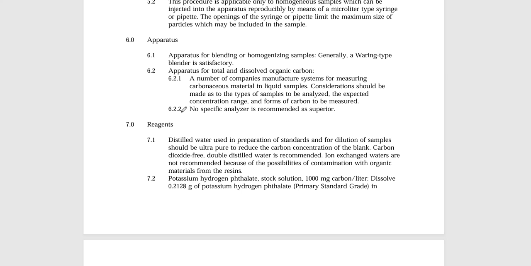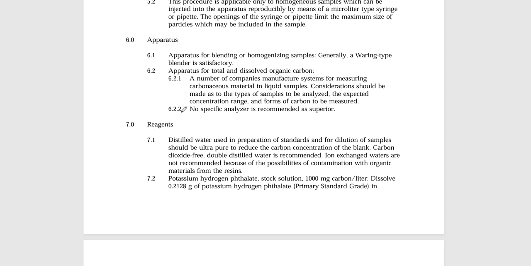Section 6 is apparatus, and it's just like, hey, just use something that works. That's what Section 6 is telling us. So it says a number of companies manufacture systems for measuring carbonaceous material in liquid samples. Ooh, say that out loud. Say it 2 or 3 times. Make your mouth feel happy.